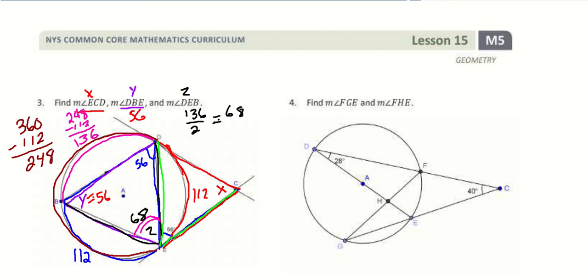And then we can do that outside is different thing to get the measure of x, which we'll do in red. So x is equal to the bigger minus the smaller. So 248 is the bigger, minus the smaller, which is 112, and then divided by 2. So that's 136 divided by 2, which we already established is also 68 degrees. And so that's the measure of that angle. So we have 68, 68, and 56 for the measure of our angles. Perfect. Okay, let's head over to number 4.